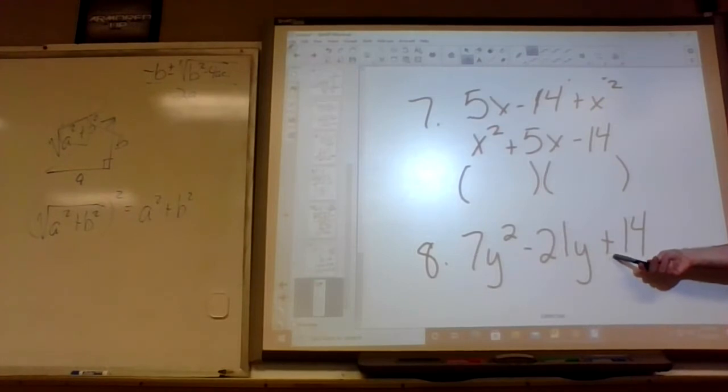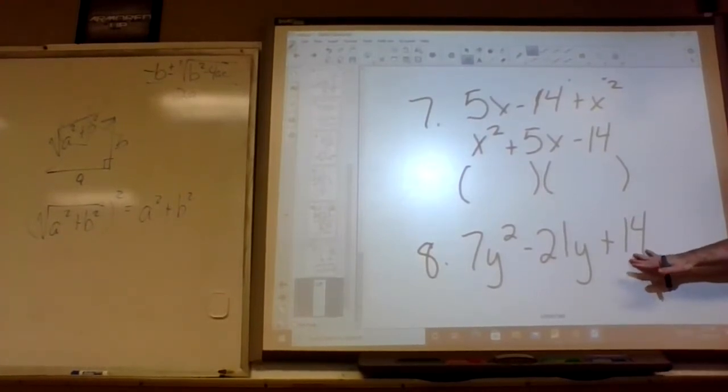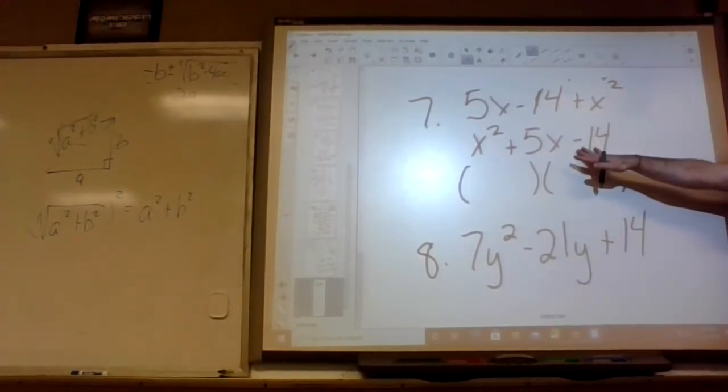Number 8. There's kind of a trick on number 8. Does anybody know what it is? Divide by 7. Okay, you're not dividing by 7, you're taking a 7 out first. If you can factor something out first, you should do that. And then what's left in the parentheses, you can factor. So on number 8, you take something out first, just like we did on number 1. And then what's left in parentheses will be like number 7.